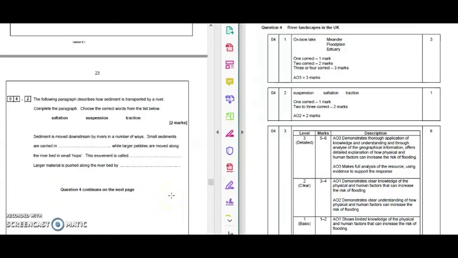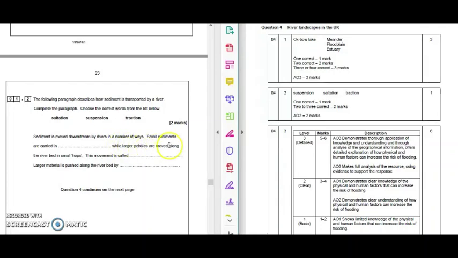Question 4.2. The following paragraph describes how sediment, so material, is transported by a river. You just got to complete the paragraph using these 3 terms. Sediment is moved downstream by rivers in a number of ways. Small sediments and tiny sediment are carried by, the first one is suspension. If you can imagine very tiny particles, they're floating within the water. So they're suspended actually in the water.